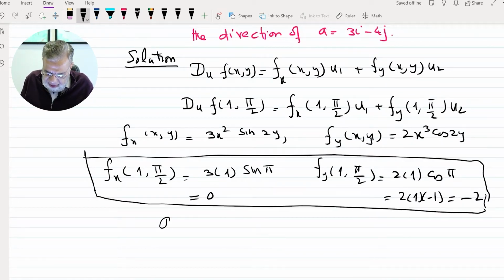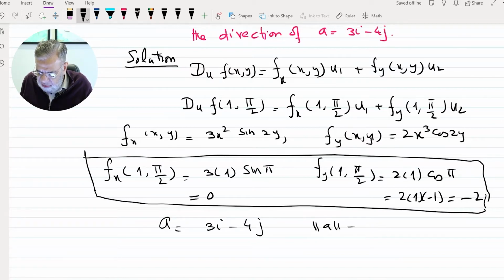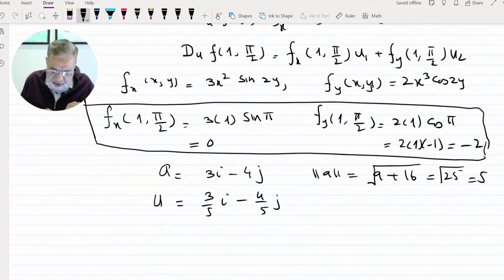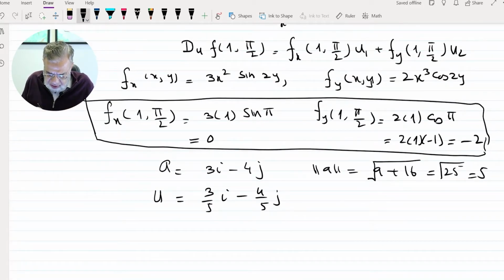Now I have here vector A. Vector A is 3i minus 4j. So the magnitude of vector A is equal to the square root of 9 plus 16, which is the square root of 25, equal to 5. So my unit vector is A divided by the magnitude of A, which is 3/5 i minus 4/5 j.